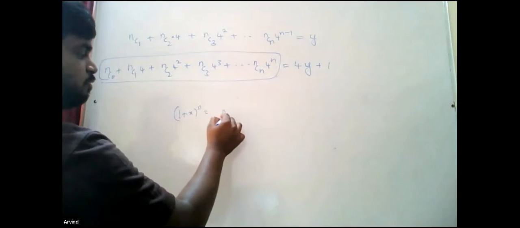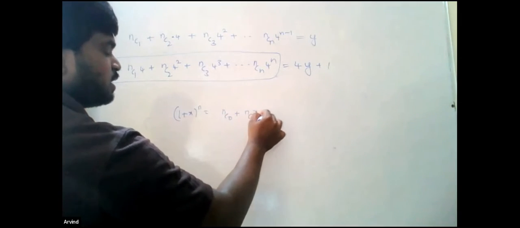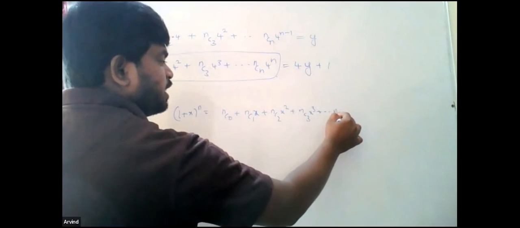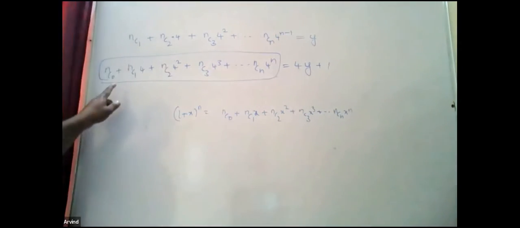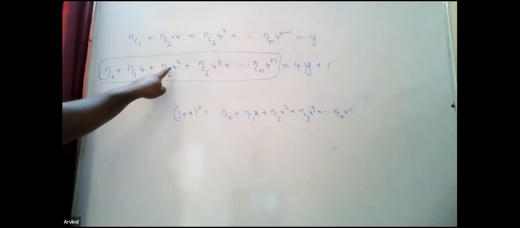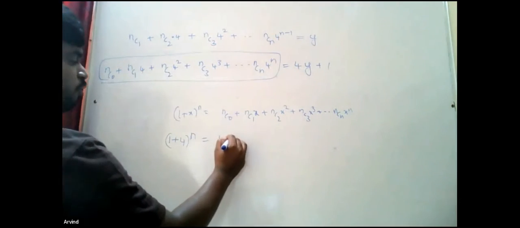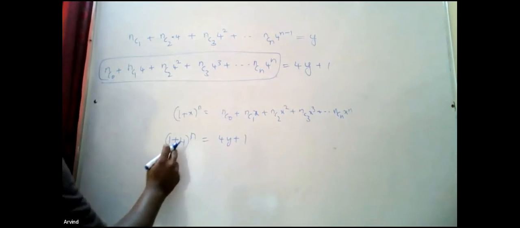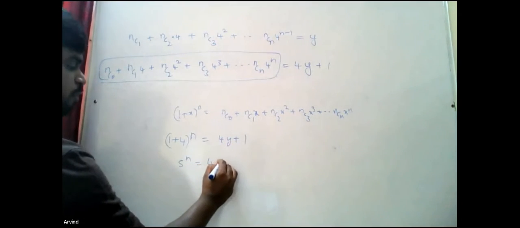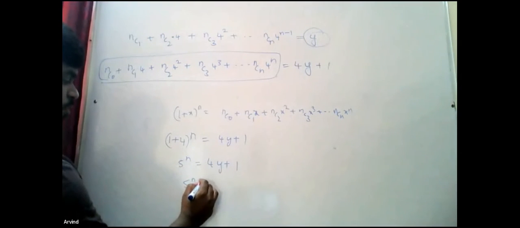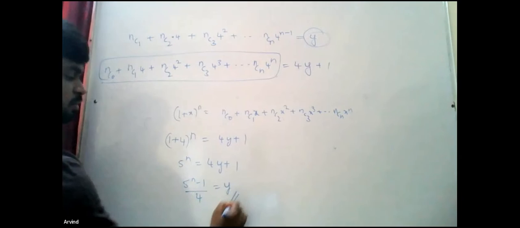1 plus x power n to standard form is what? nC0, nC1 into x plus nC2 into x square plus nC3 into x cube plus so on up to nCn x power n. Observe, same standard form. So since it is in this standard form, in place of x there is 4. 1 plus 4 whole to the power n is equal to 4y plus 1. 1 plus 4 is 5. 5 to the power n is equal to 4y plus 1. I actually need y. So solving, you get 5 to the power n minus 1 by 4 is equal to y. That's the answer.